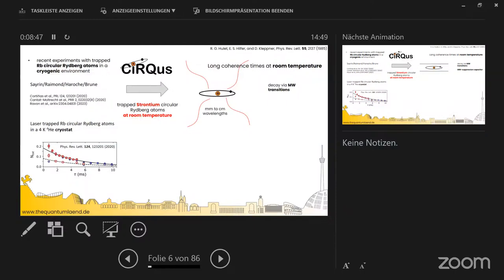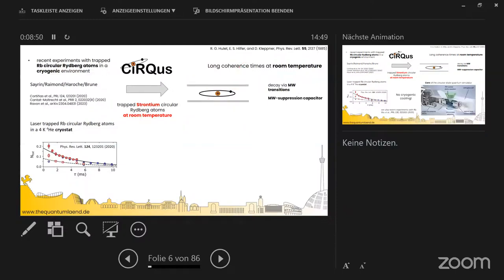Now if the plates of your capacitor are closer together than half the wavelength of this radiation, you cut the blackbody spectrum from below. There's a certain cutoff that you provide by these plates, and you simply don't let these modes propagate. By this, you can switch off blackbody radiation up to a certain wavelength, and if you engineer this capacitor the right way, this allows you to suppress the blackbody decay of these circular states in a room temperature setup without any cryogenic cooling.